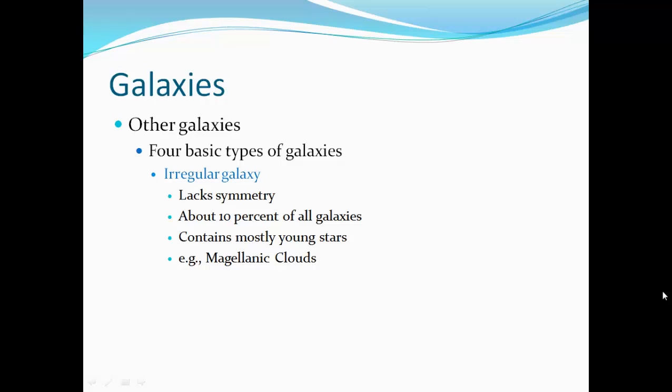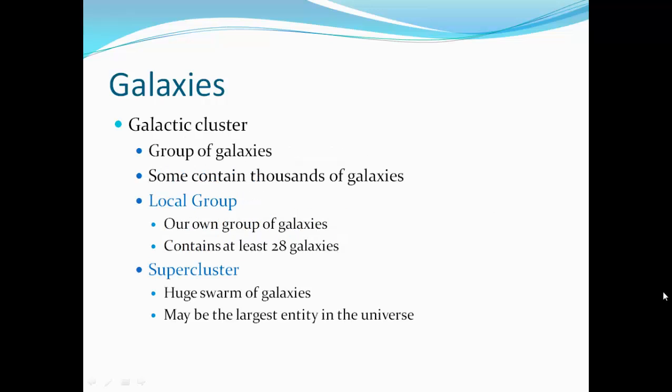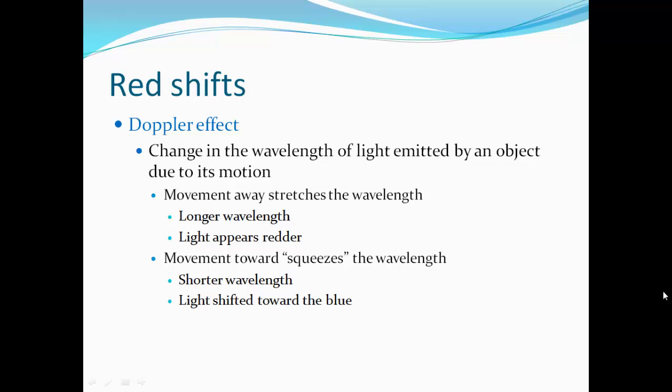An irregular galaxy lacks symmetry, makes up about 10% of all galaxies, and contains mostly young stars. The Magellanic Clouds are an example. Galaxy clusters: sometimes galaxies are grouped together. Some contain thousands of galaxies. The Local Group, our own group of galaxies, has at least 28 galaxies. And superclusters, huge swarms of galaxies, may be the largest entities in the universe.